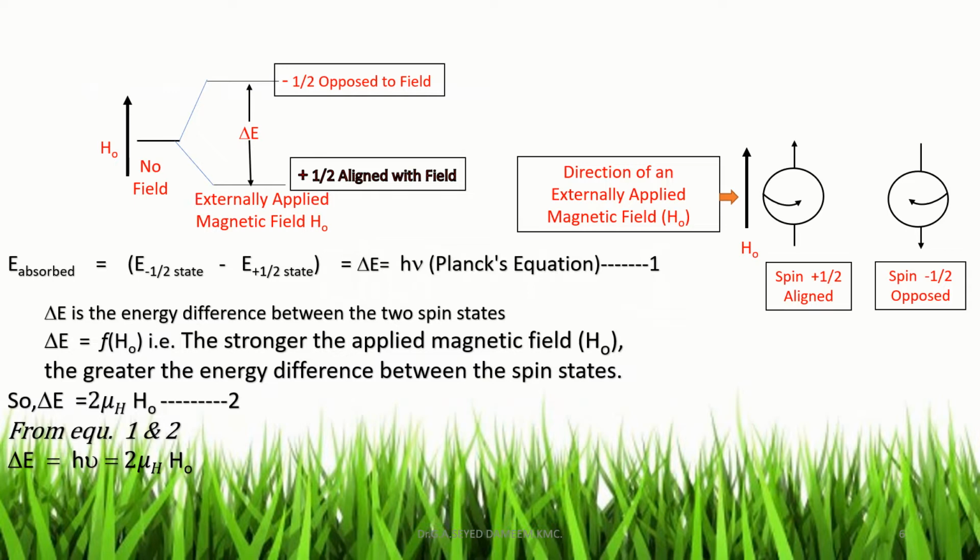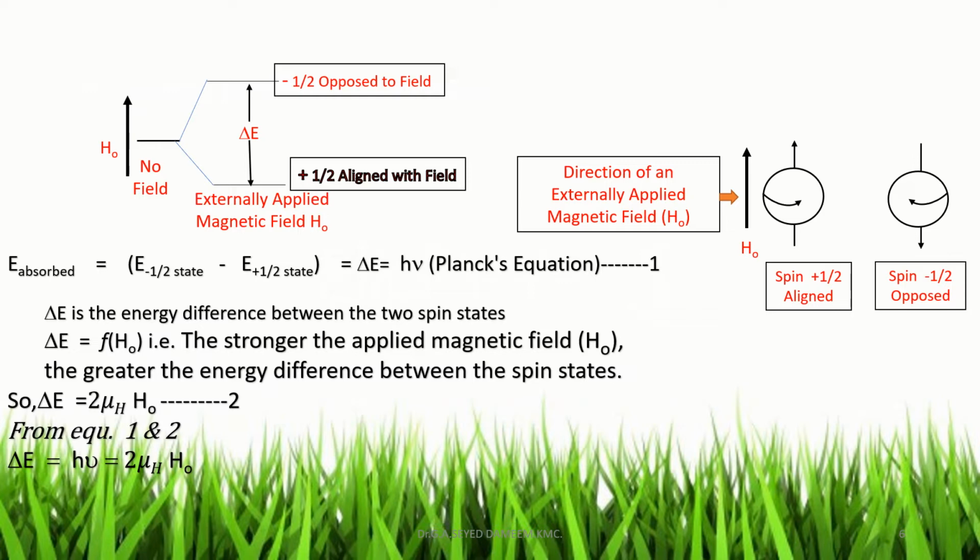Now the energy difference between these two levels, lower level and upper level, is delta E. I already told you NMR spectroscopy is absorption spectroscopy. Therefore, E absorbed is equal to E minus half state, the upper level energy, minus E plus half state, the lower level energy, which is equal to delta E, the difference in energy. According to Planck's equation, this is equal to h nu. Let this be equation 1, where delta E is the energy difference between the two spin states, mI equal to plus half and mI equal to minus half.